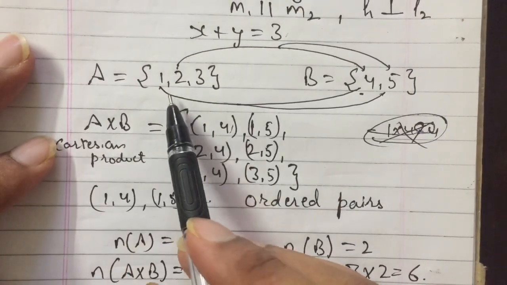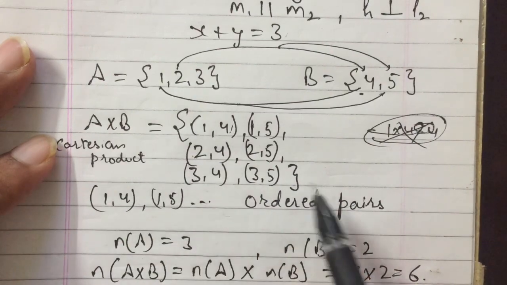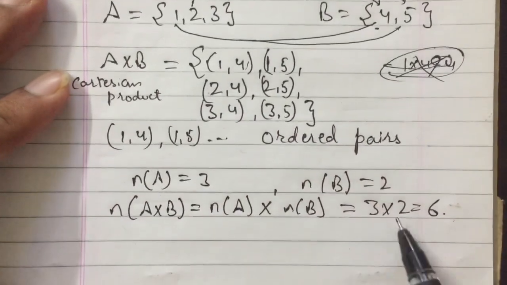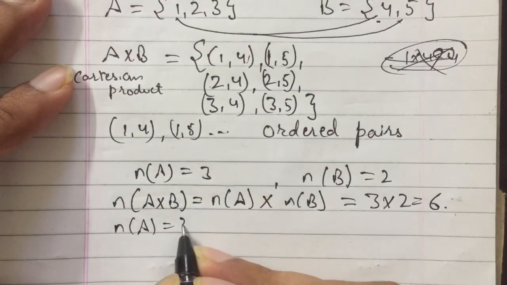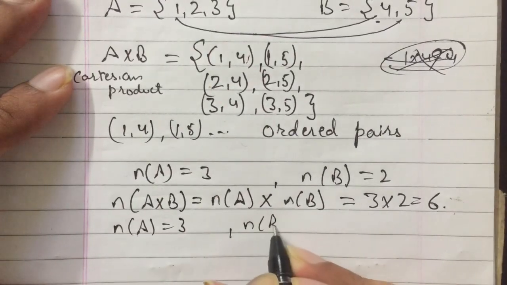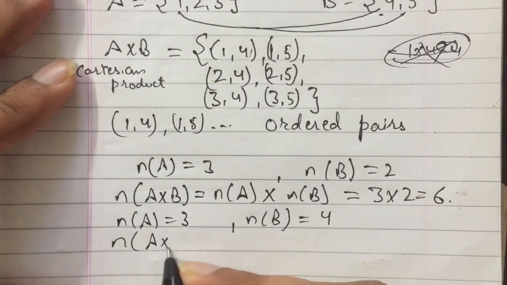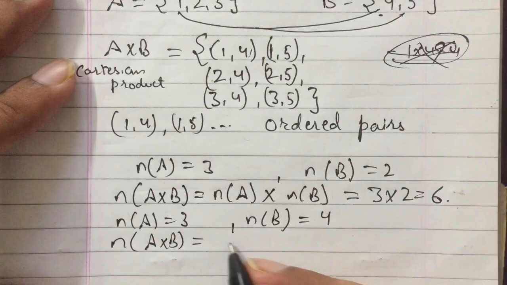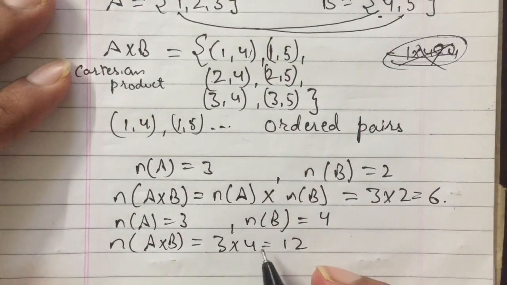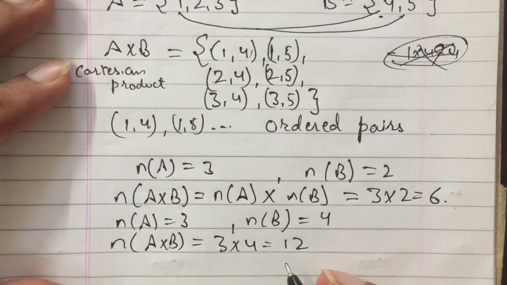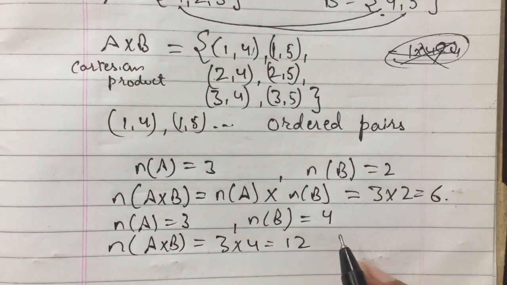If A has 3 elements and B has 2 elements, how many elements will A cross B have? 6 elements, 3 into 2. Suppose A has 3 elements and B has 4 elements. How many elements will there be in A cross B? 3 into 4, which is 12. So A cross B will have 12 elements. Now let's talk about, we have already discussed a formula for subsets.